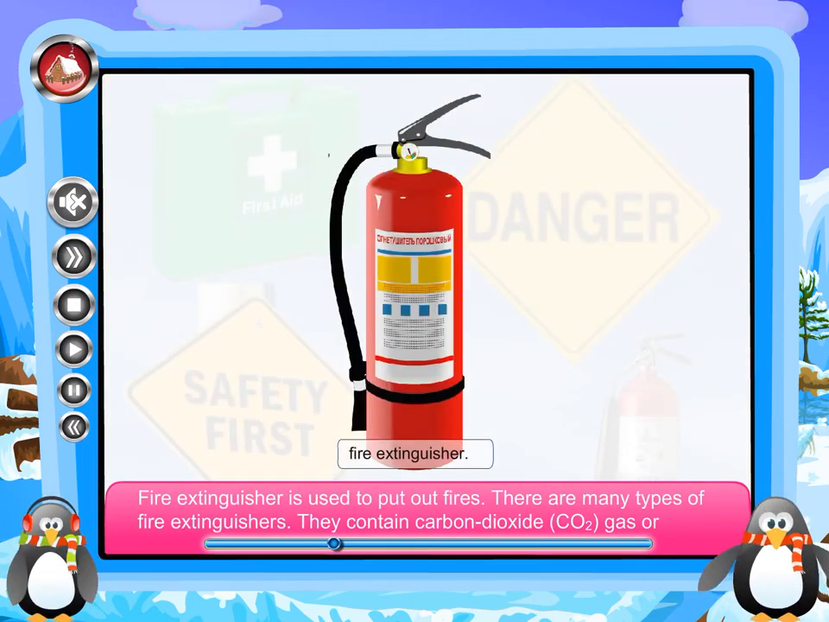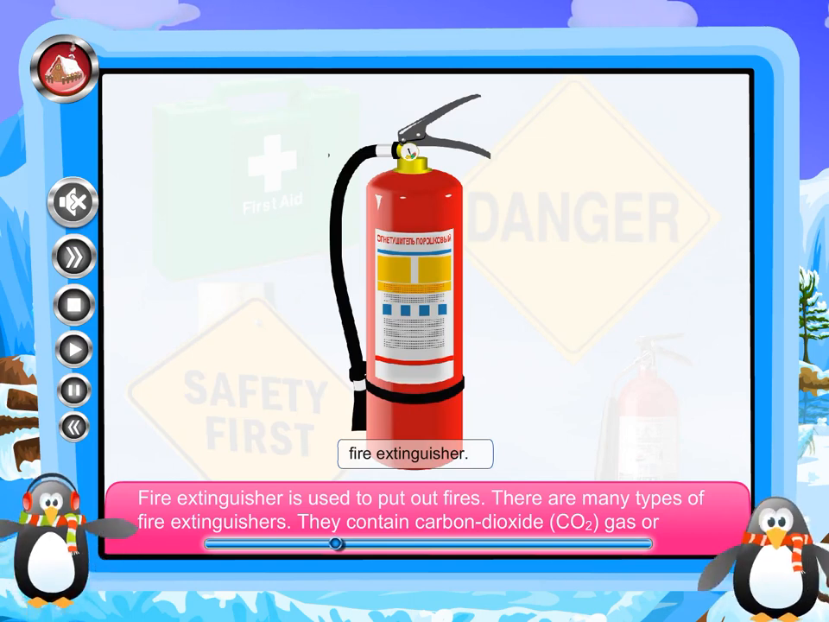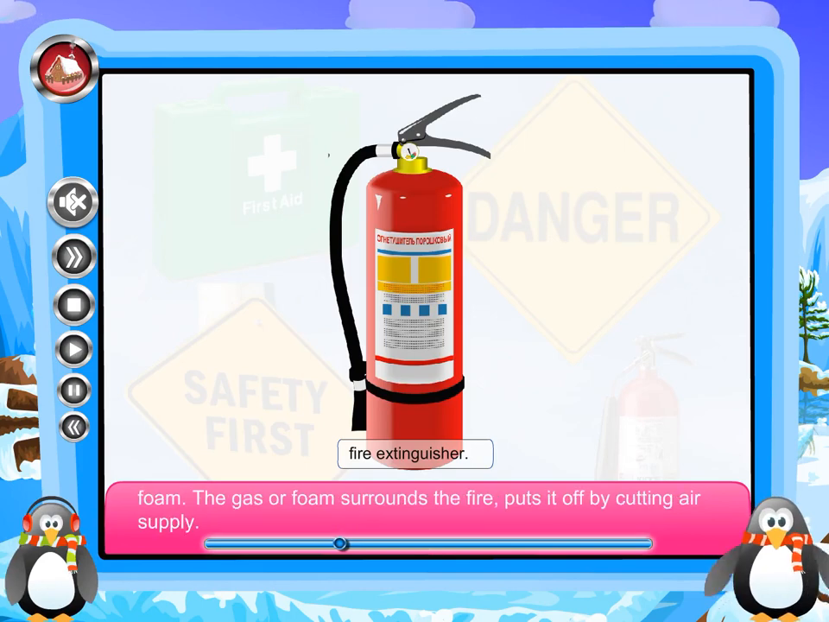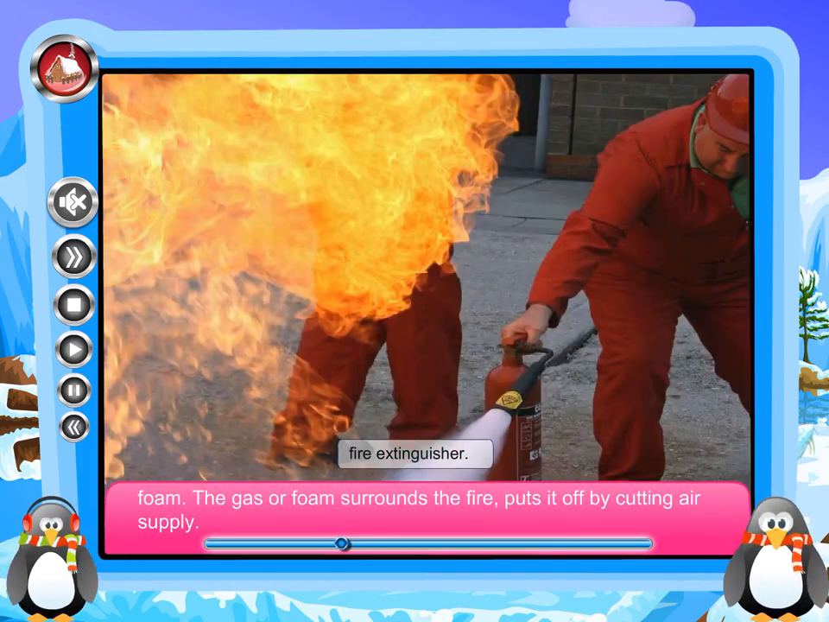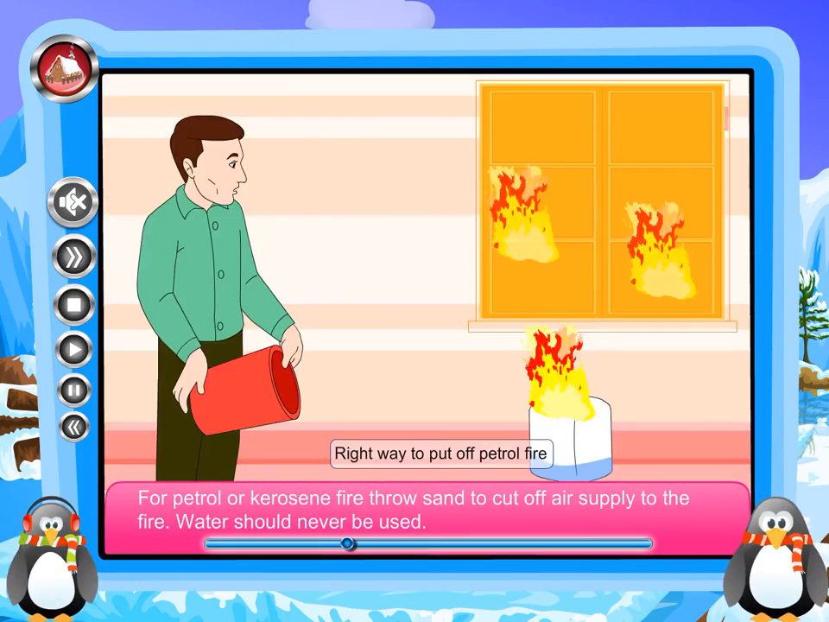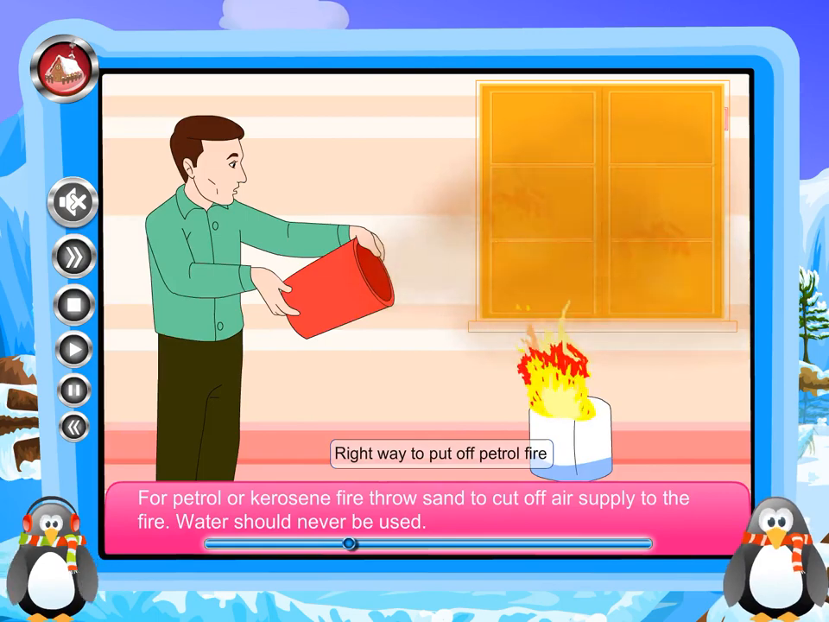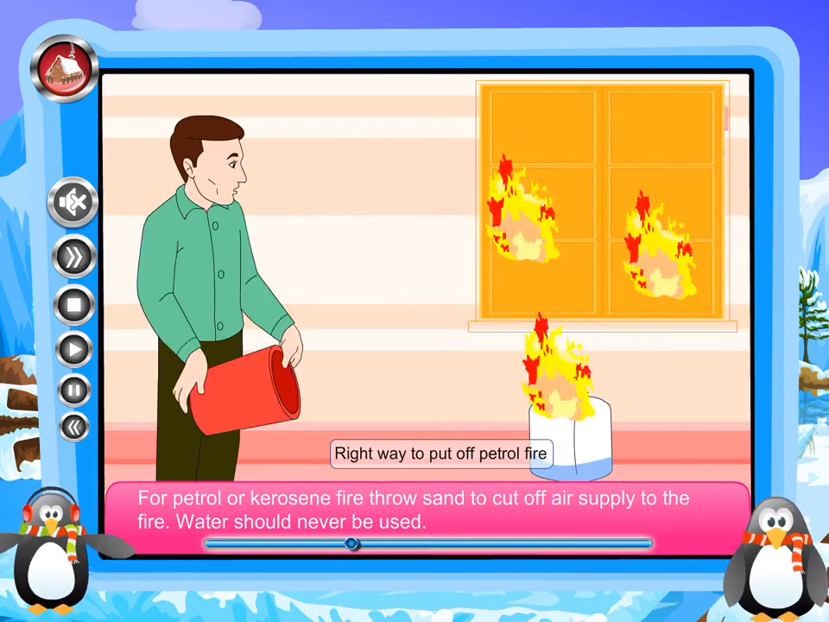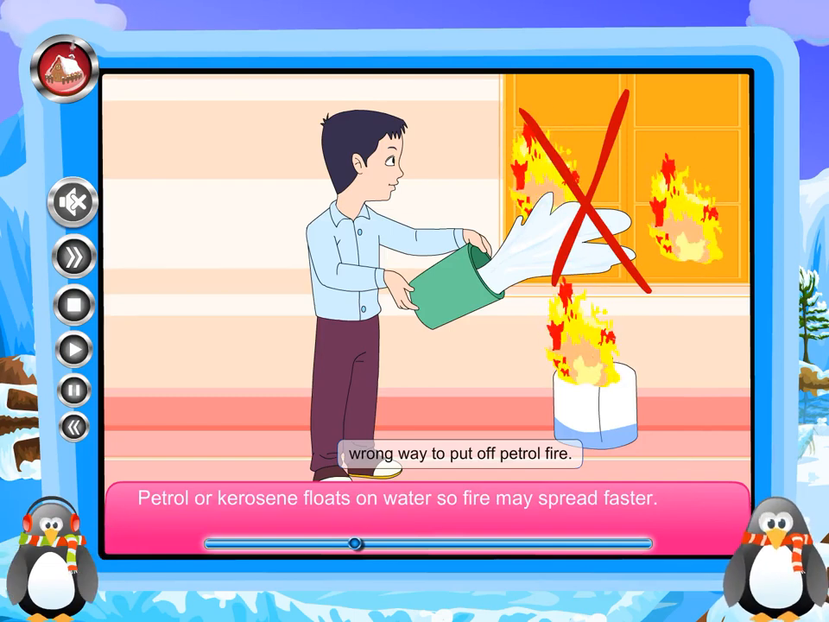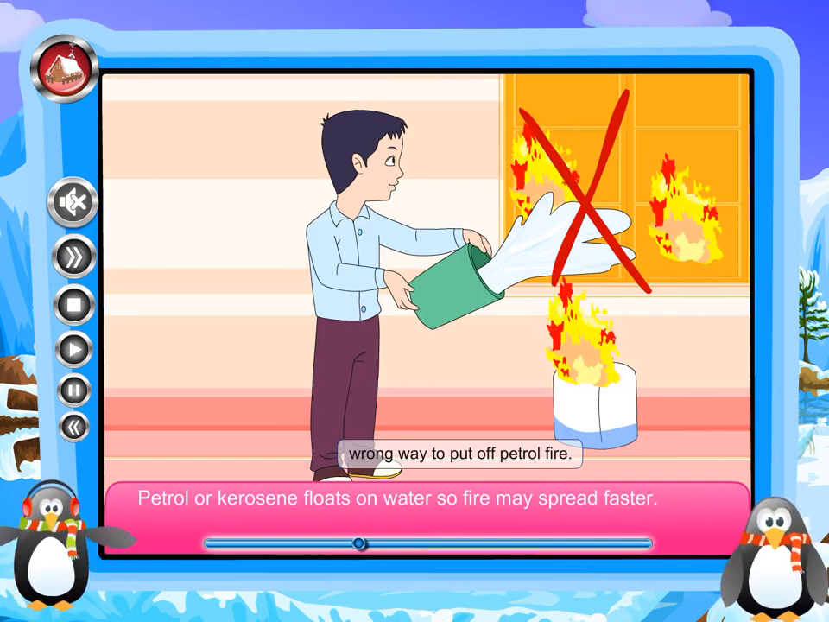There are many types of fire extinguishers. They contain carbon dioxide, CO2 gas or foam. The gas or foam surrounds the fire, puts it off by cutting air supply. For petrol or kerosene fire, throw sand to cut off air supply to the fire. Water should never be used. Petrol or kerosene floats on water, so fire may spread faster.